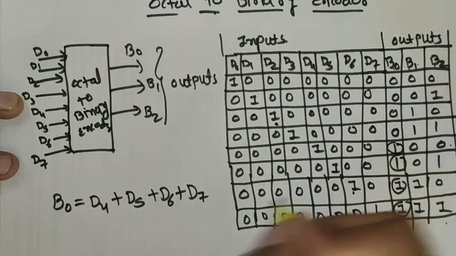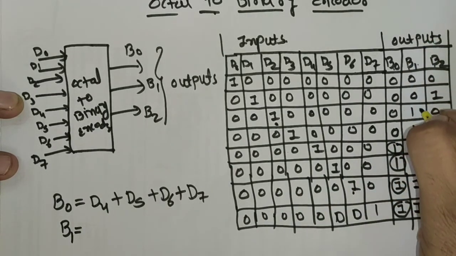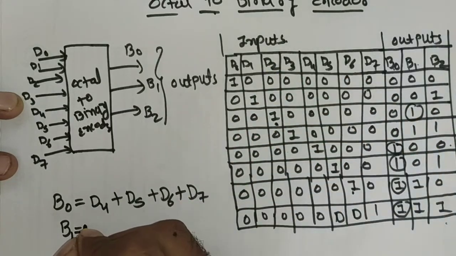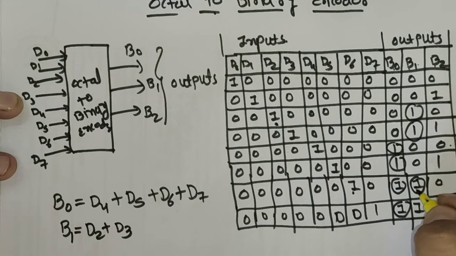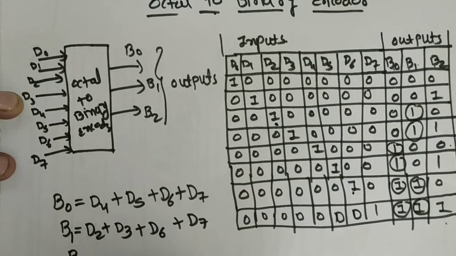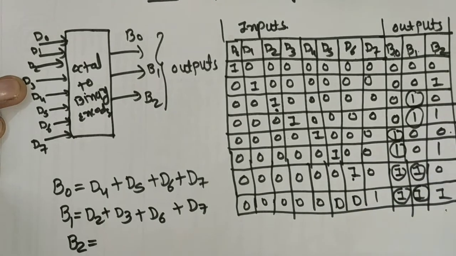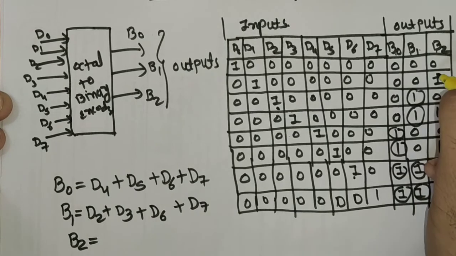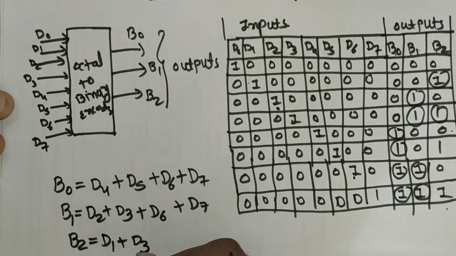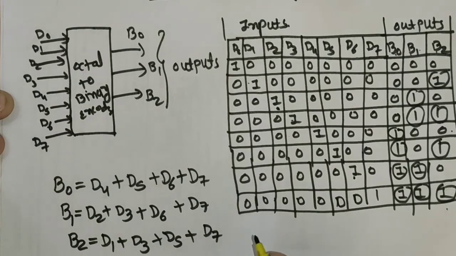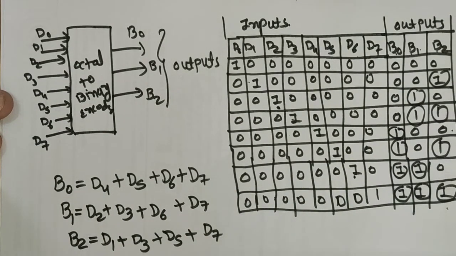Now next bit, B1. For this one is 1, so the value is D2. Then this one is 1, the value of D3. Then this one is 1, the value is D6. And this one is 1, value of D7. And last one is B2. Right? So for this one B2 is 1, the value is D1. Plus, this one is 1, D3, this one is 1, D5, this one is 1, D7. So these are the 3 equations of the octal to binary encoder.